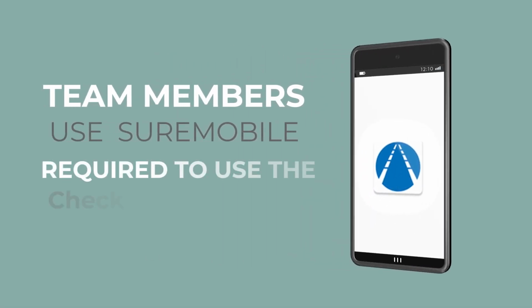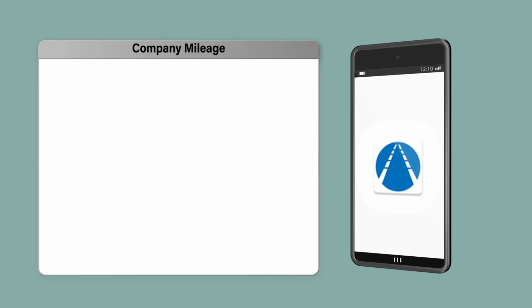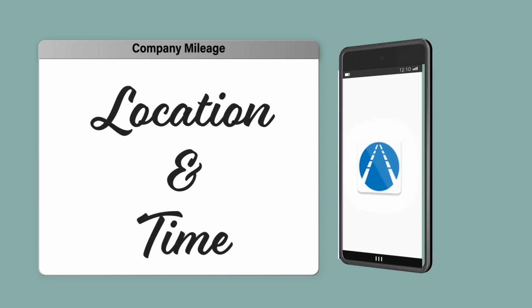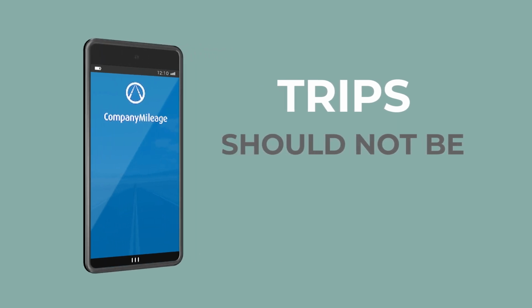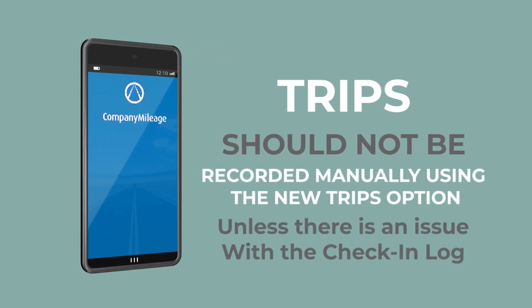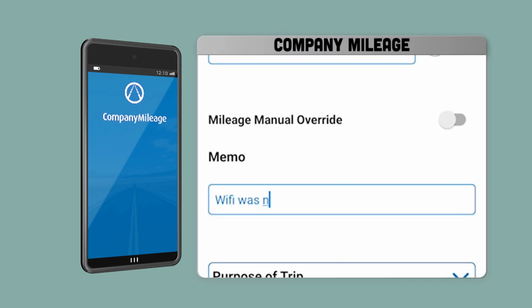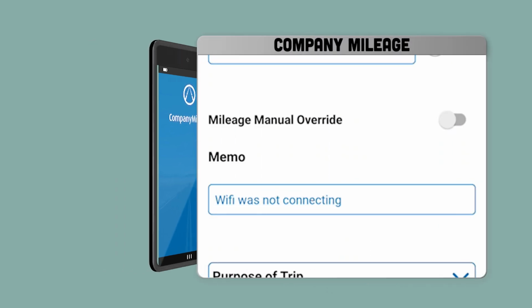Team members who track their mileage through Sure Mobile Company Mileage are required to use the check-in log feature. This will automatically record the location and time of each trip that is created in the app. Trips should not be recorded manually using the new trip option unless there is an issue with the check-in log option. If this happens, you will need to document the reason the new trip option was used in the memo field.